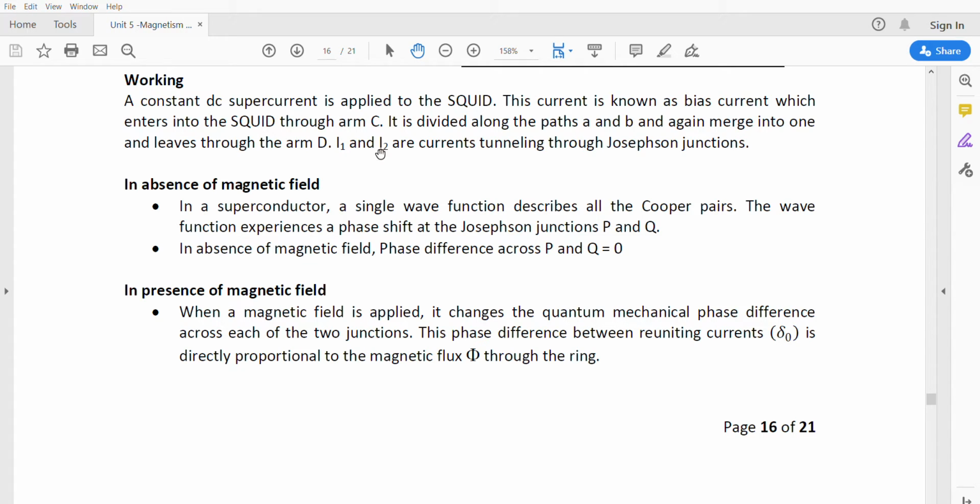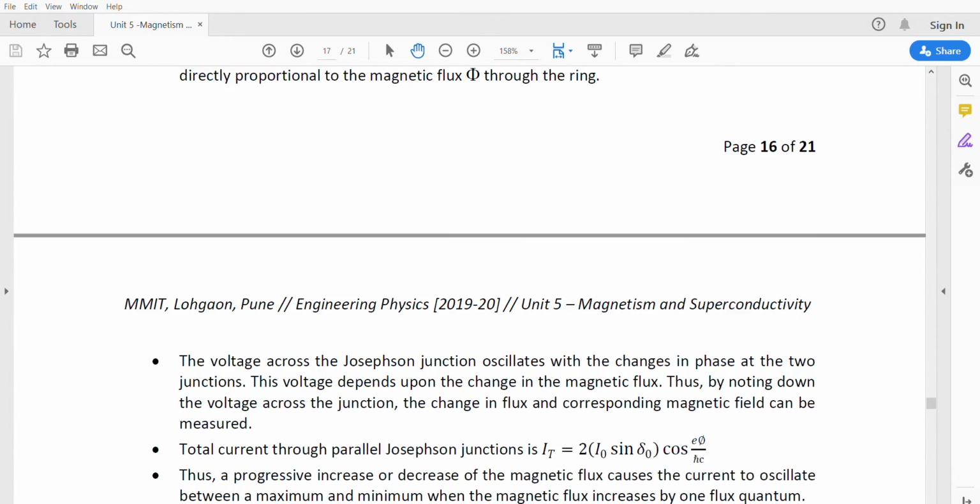So we can understand from here, in the absence of the magnetic field in a superconductor, a single wave function describes all the Cooper pairs. The wave function experiences a change after traveling from the junctions P and Q, as we already know; an additional phase difference is introduced here. If the magnetic field is zero, if the current is 0, the phase difference across P and Q is 0, and in the presence of a magnetic field, an additional phase difference is introduced, and the magnetic flux is developed. The high current also flows.